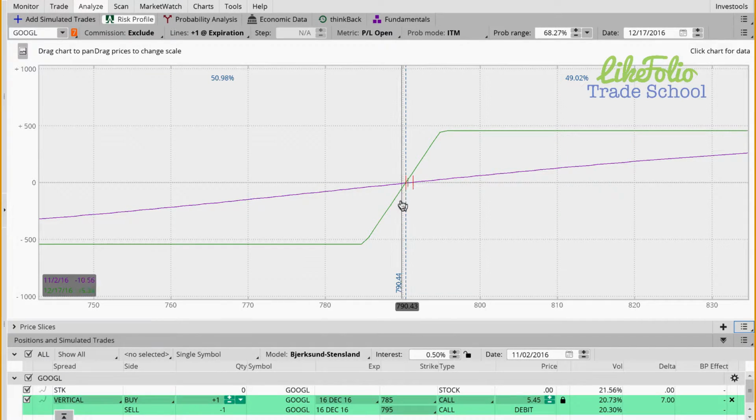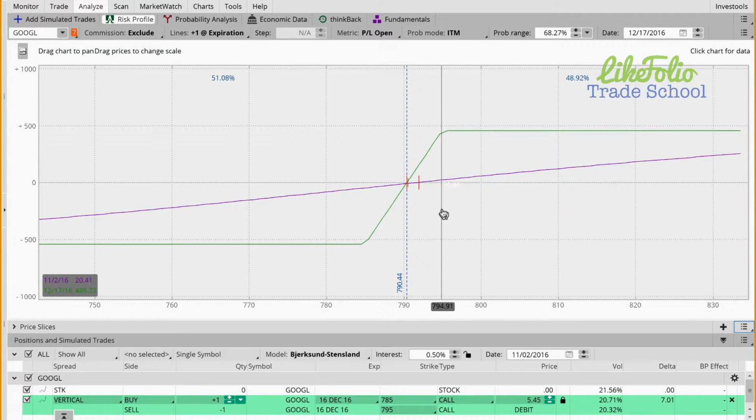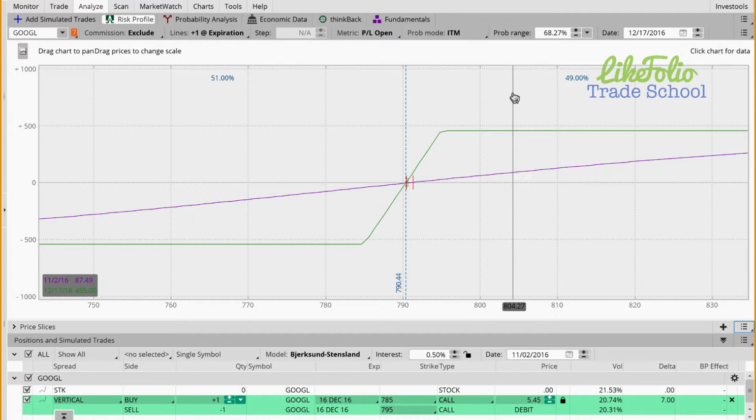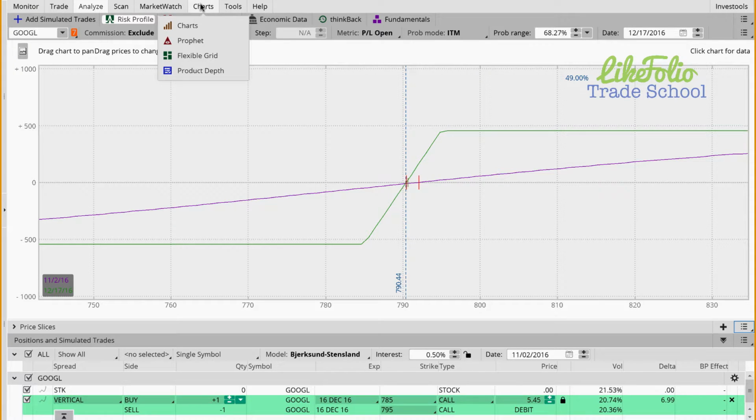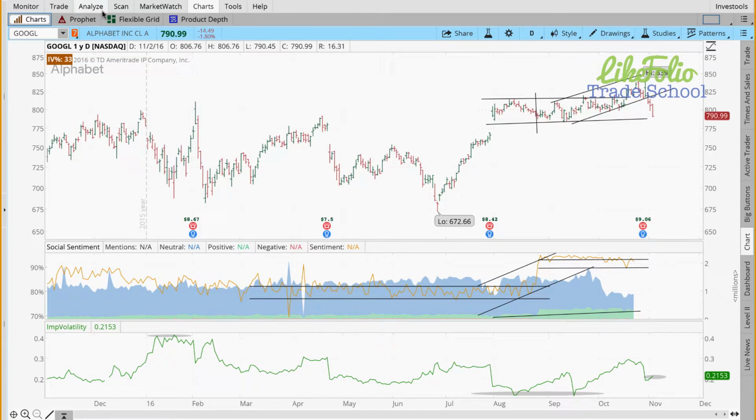We've got our break even in the middle. Anything at or below our 785 price strike is going to be max loss. Anything at or above the 795 is going to be max profit. Basically 790 is our break even. We've got a 50-50 chance, 50-50 probability of success. So of these two, Netflix is my favorite. Just wanted to kind of give you an idea, quick overview of this particular style of trading.